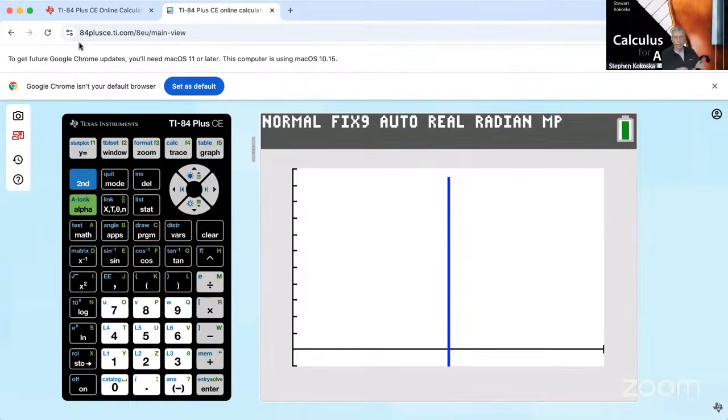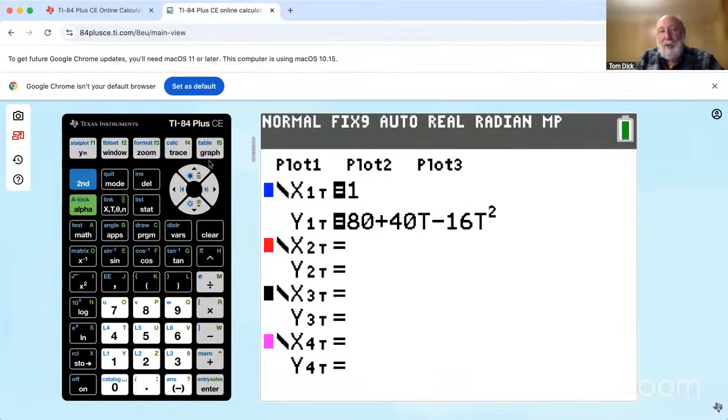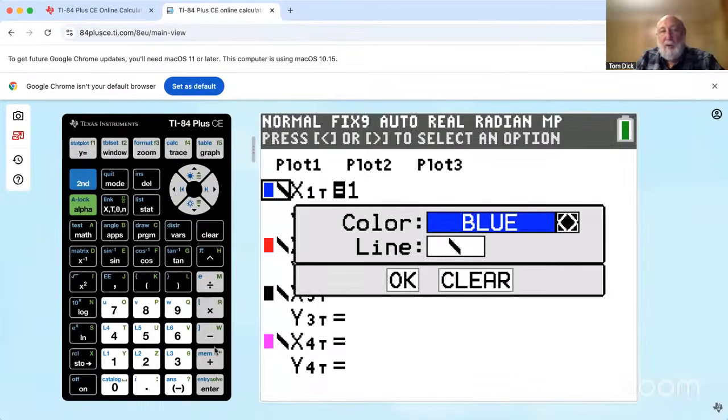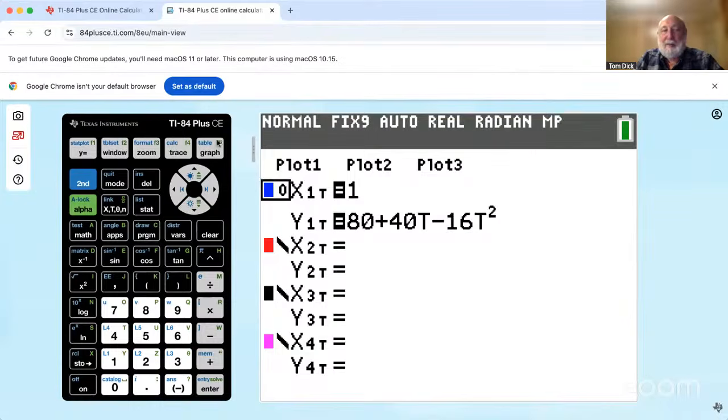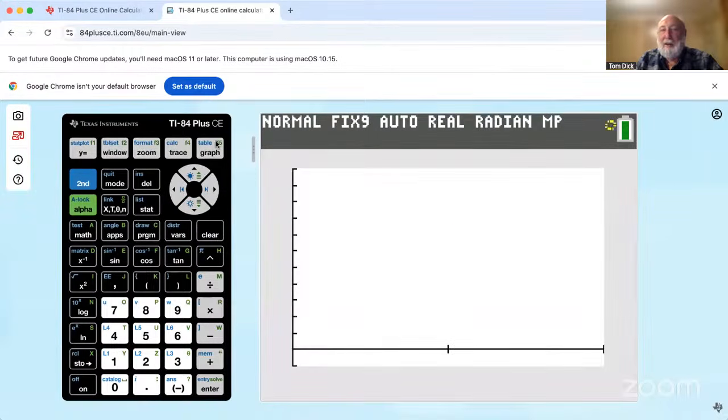What really gets nice is if we go back to y equals, and I'm going to change the graphing format here from a solid line to a ball. It's actually going to look like a ball that's moving up and down. Okay, so let's see what this looks like when we graph. It happened very quickly. But you saw the ball go up a bit and then come back down.